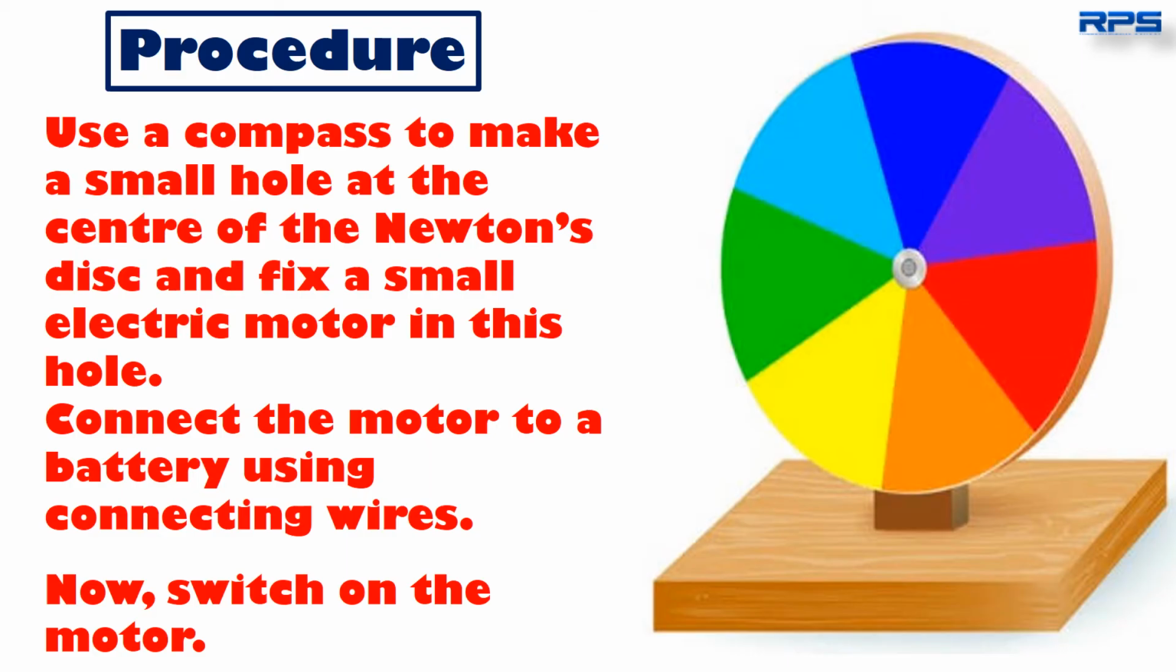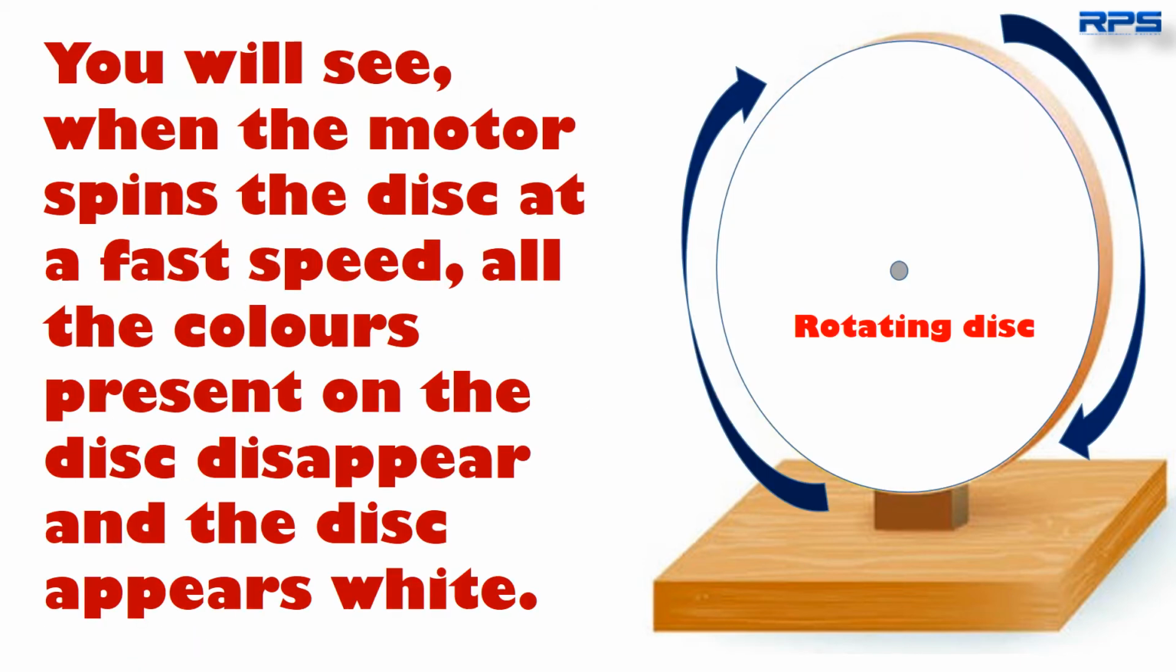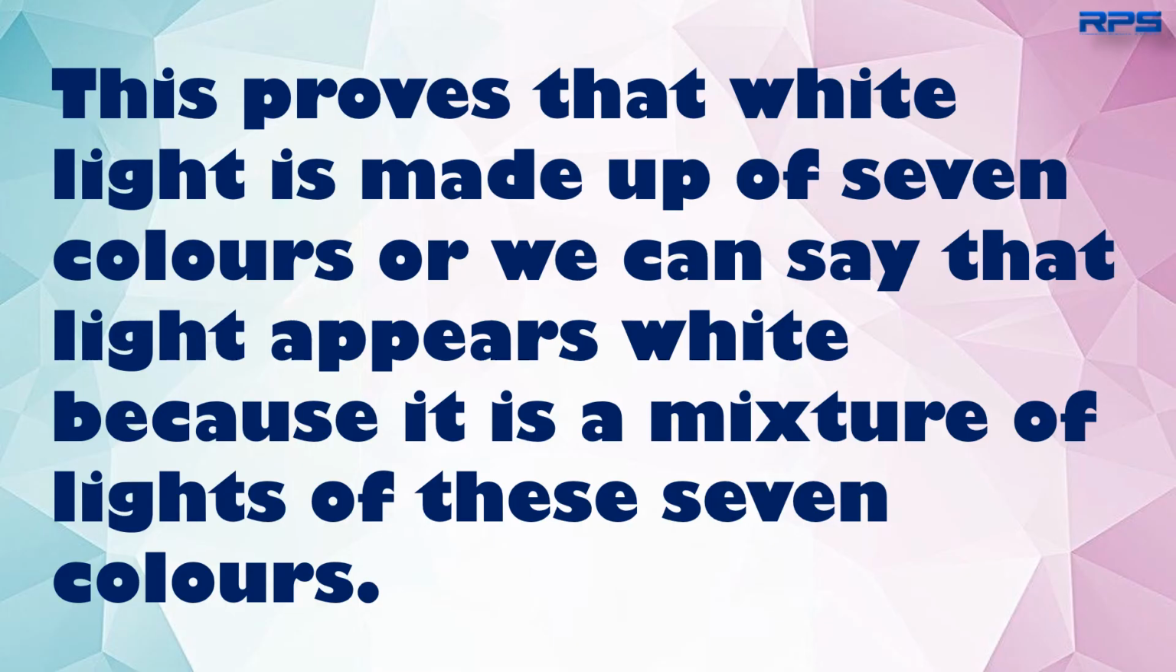Use a compass to make a small hole at the center of Newton's disc and fix a small electric motor in this hole. Connect the motor to a battery using connecting wires. Now switch on the motor. You will see when the motor spins the disc at a fast speed, all the colors present on the disc disappear and the disc appears white in color. This proves that white light is made up of 7 colors, or we can say that light appears white because it is a mixture of lights of these 7 colors.